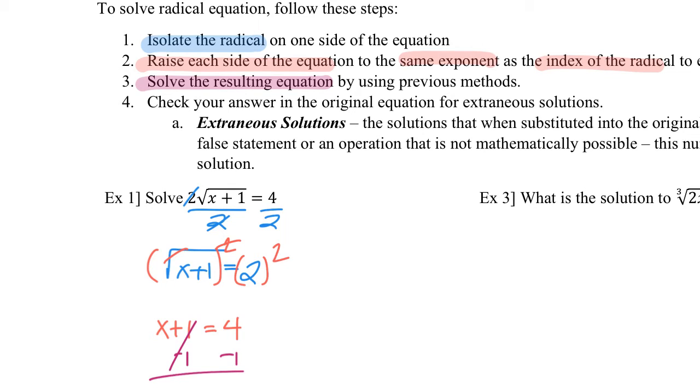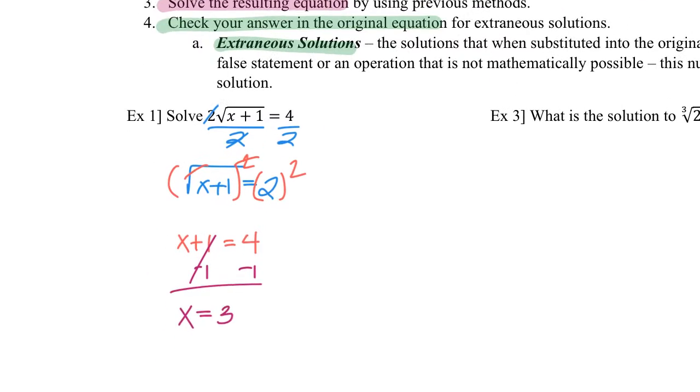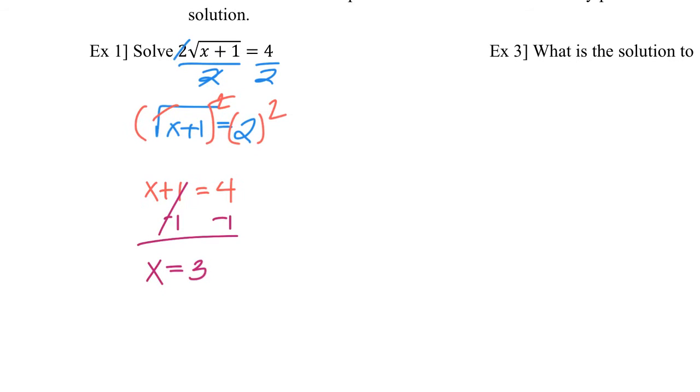Last but not least, we still have to check our answer in the original equation to make sure we don't have any of those extraneous solutions. Extraneous solutions are those that, when you substitute them back in, either give a false statement or do something that's not mathematically possible. We are going to have to do a check on all of these radical equations, just like the rational equations. So when you plug in x equals 3, we're going to make sure this is actually true.